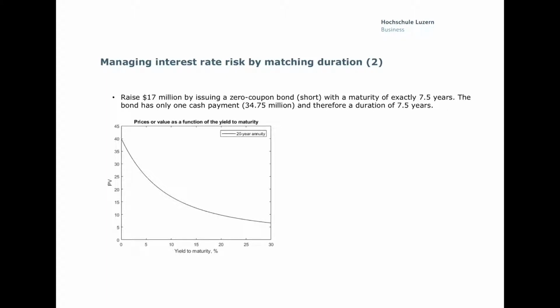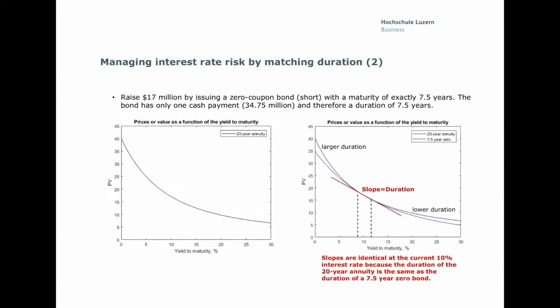To answer this question, take a look at the following graph, which plots the present value of the lease as a function of the interest rate. As you might recall, there is an inverse relationship between the present value and the interest rate, meaning lower interest rates imply higher present values. Now let's add the 7.5-year zero bond to the graph.